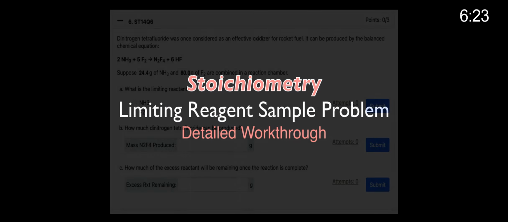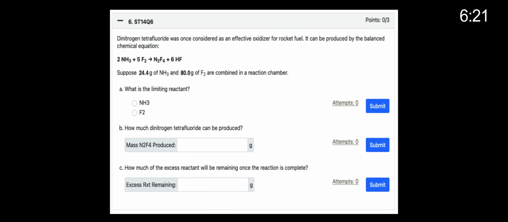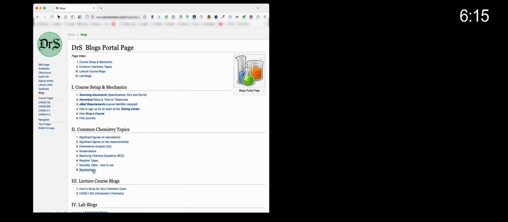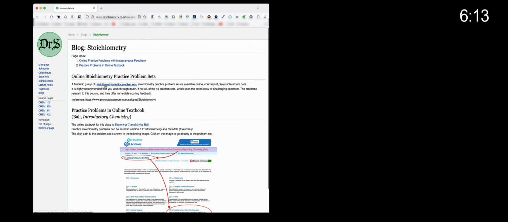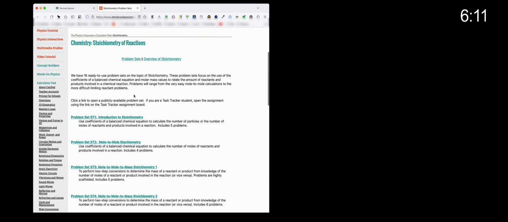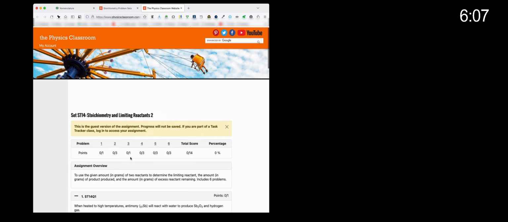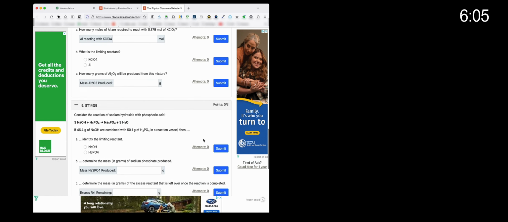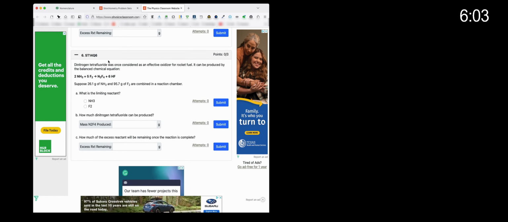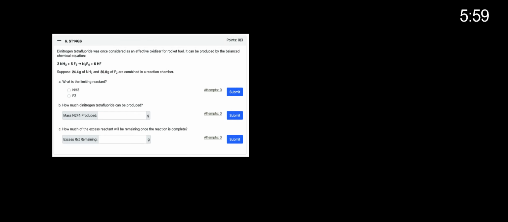Okay, let's work a limiting reagent stoichiometric sample problem. And we're going to get this one from a website which has a bunch of really good sample problems. Gives you very quick feedback. On this particular one, we're going to work from sample set 14. And we're going to take that question right there, question 6. So here's what that looks like.